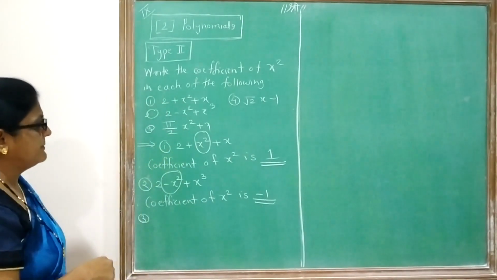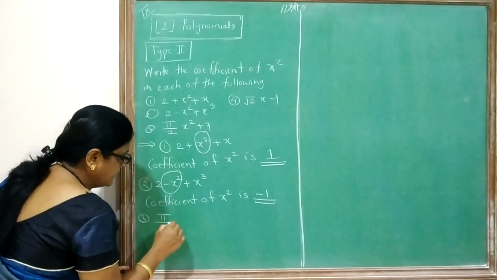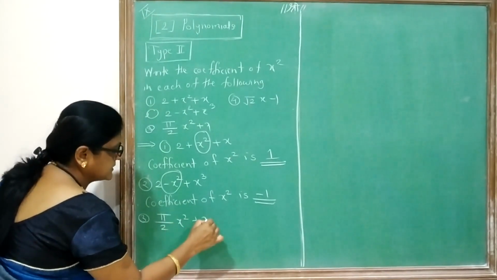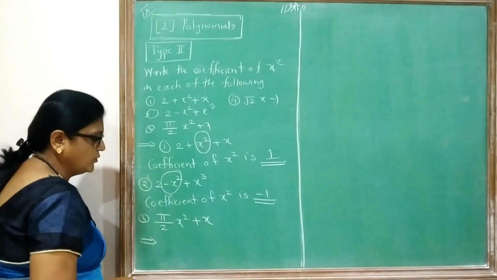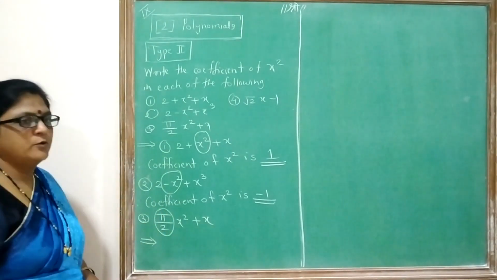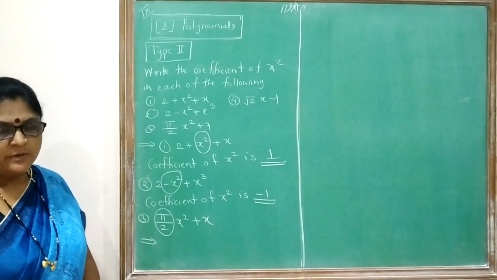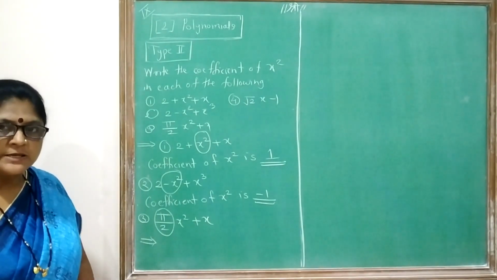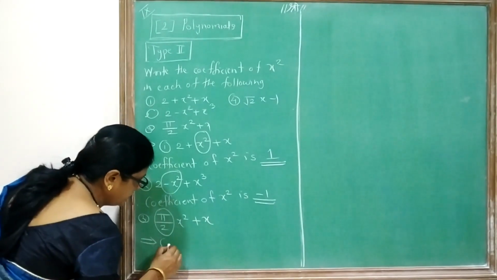And the third example is pi by 2 x square plus x. Then this is pi by 2. What is the coefficient of x square? The coefficient of x square is pi by 2.